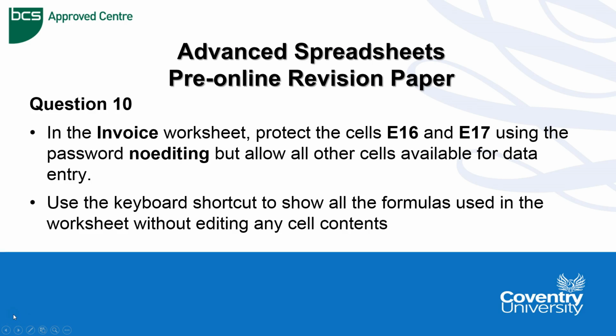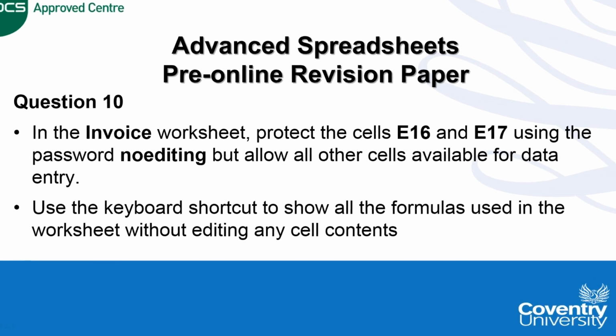Hello, Advanced Spreadsheets. We're going to do another tricky area using the pre-online revision paper, and we're going to do question 10. The question asks us, in the invoice worksheet, the worksheet that's still in the revision workbook we've worked with earlier, to protect the cells E16 and E17 using a password called no editing, but allow all other cells to be able to include data entry. We're also being asked to use the keyboard shortcut to show all formulas used in the worksheet without editing any cell contents. So we're going to do this question together, so come with me.